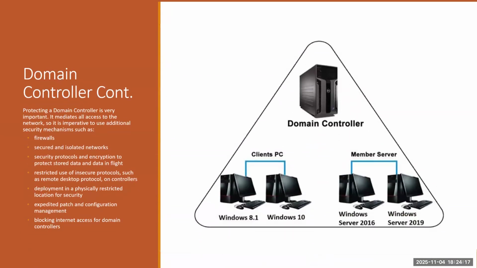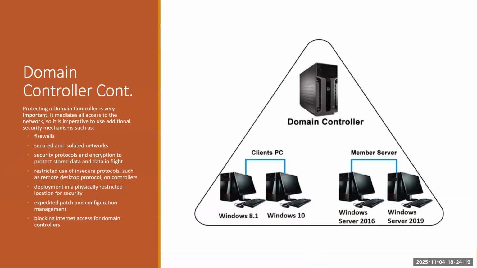So this is what it looks like. We've seen this picture before, a similar concept: domain controller, clients, and our members, which had different resources. Same kind of deal. Securing a domain controller is very important. It mediates all access to the network, so it is imperative to use additional security mechanisms such as firewalls, isolated networks, security protocols, and encryption to protect stored data and data in flight. When it refers to data in flight, it means data being transmitted.